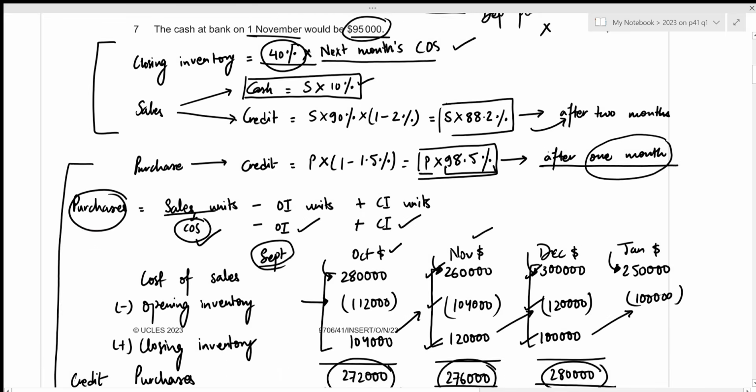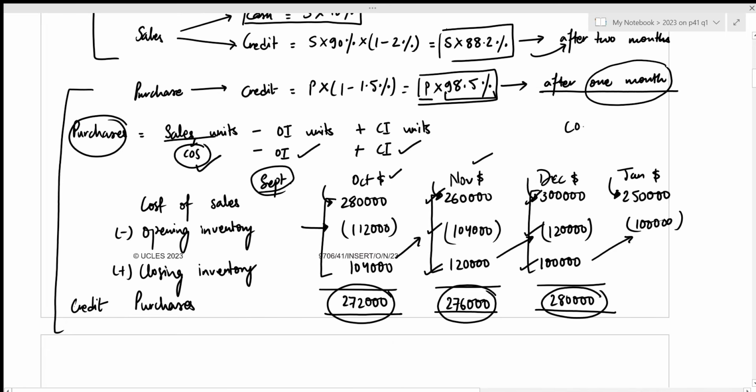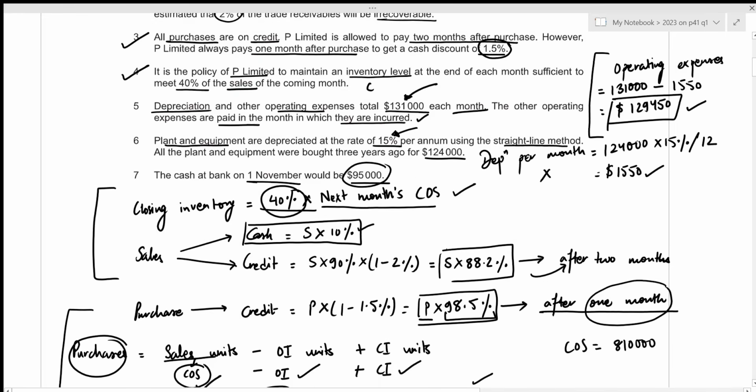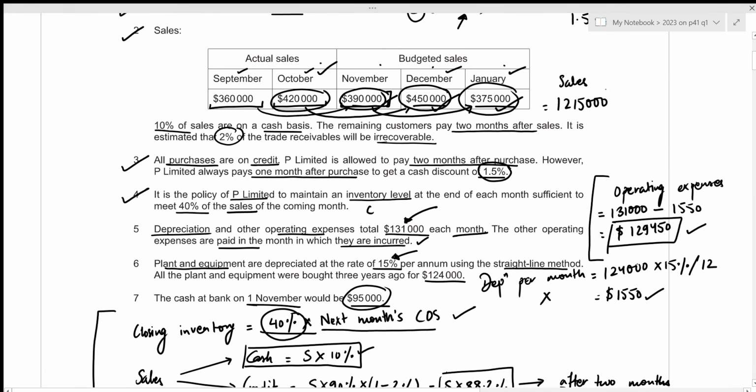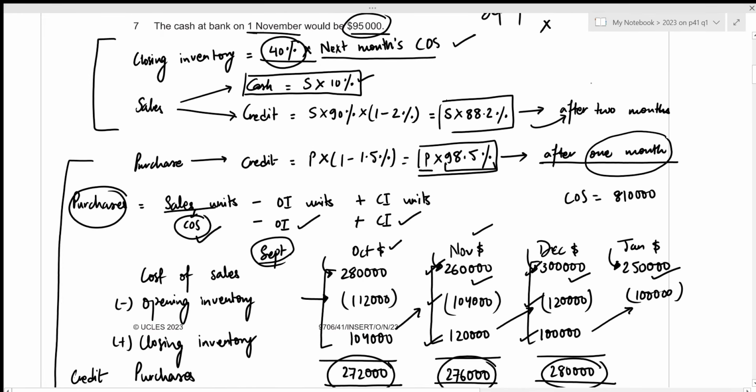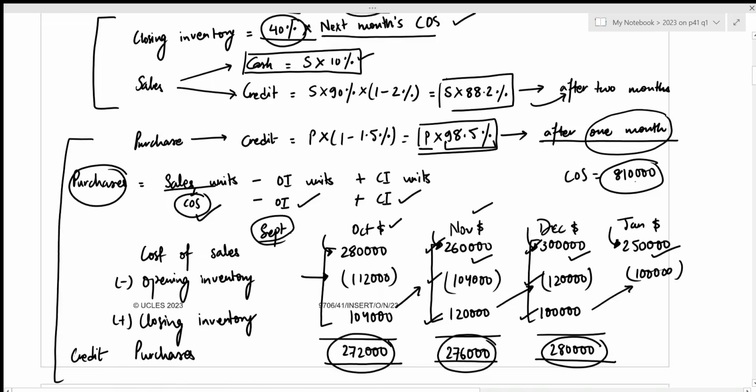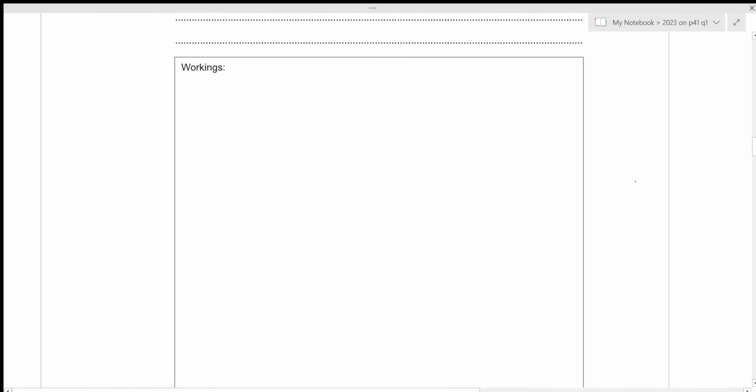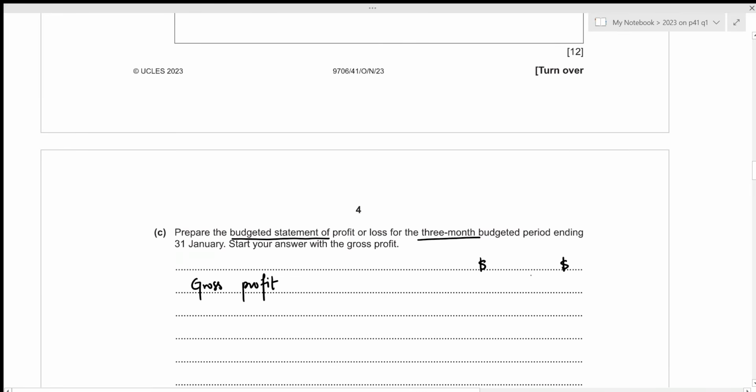Now we need to calculate the total of our cost of sales as well. For the months of November, December, January, that's 260,000 plus 300,000 plus 250,000, which results in 810,000. Now, gross profit is just the difference between these two values. So that will be 1,215,000 minus 810,000, which results in the gross profit of 405,000. Let's write it down. So we have gross profit of 405,000.